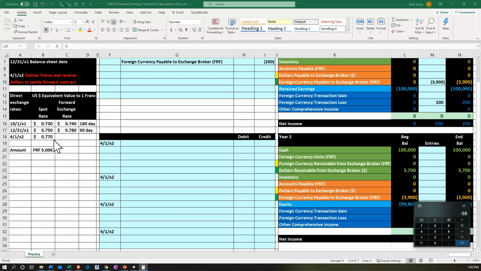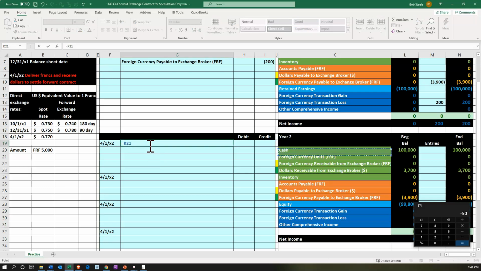Why is it a gain? Because last time we had 1 franc was worth $0.78. And now 1 franc's worth $0.77, so it's worth less dollars, the franc is, and the franc has declined in value, and we're going to be paying in francs. So we're going to be paying in stuff that now isn't as worth as much as it was before, so that's going to be good to us, so it's going to be a gain. So we're going to say, all right, there's a gain, so that means the payable is going to go up. The other side's going to be a gain down here.